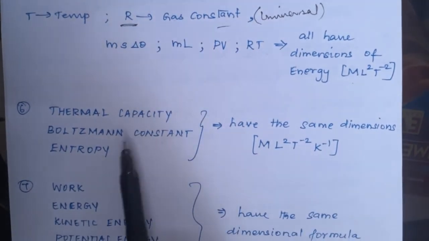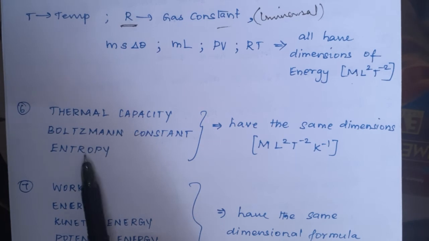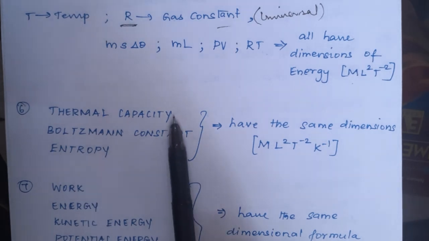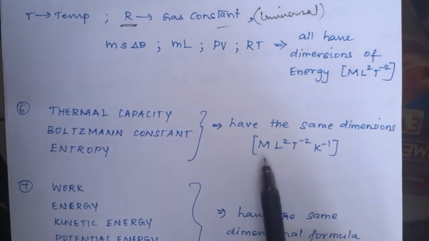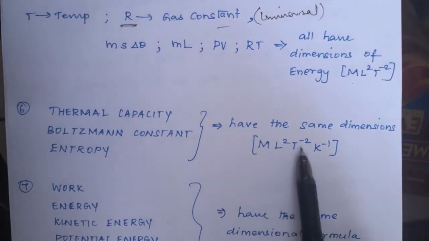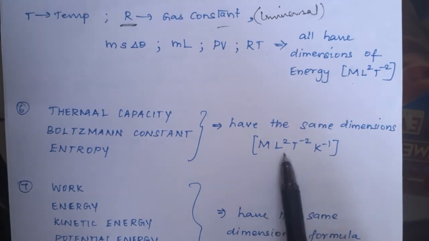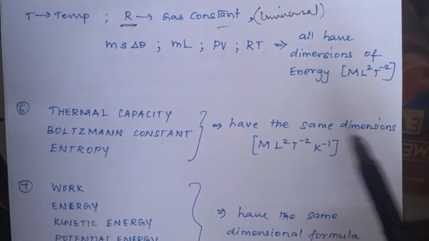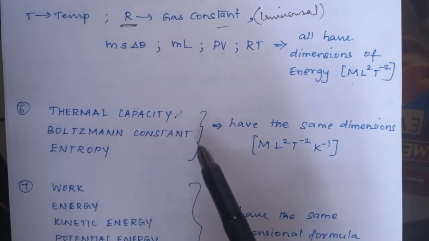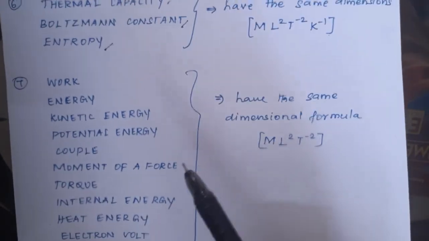Then we'll go for one more, which is thermal capacity, Boltzmann constant, entropy. Thermal capacity, Boltzmann constant and entropy have the same dimensions, M L square T power minus 2 Kelvin power minus 1. M L square T power minus 2 Kelvin power minus 1 is applicable for thermal capacity, Boltzmann constant and entropy.